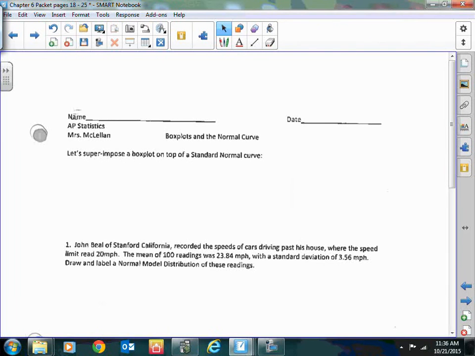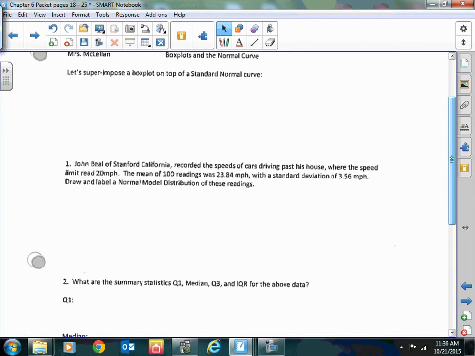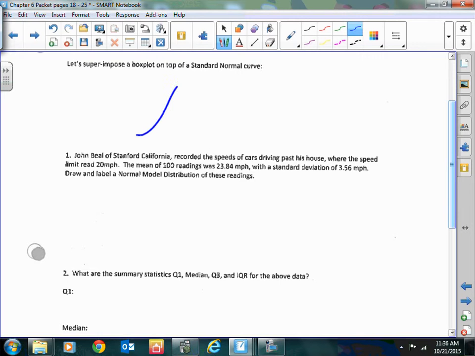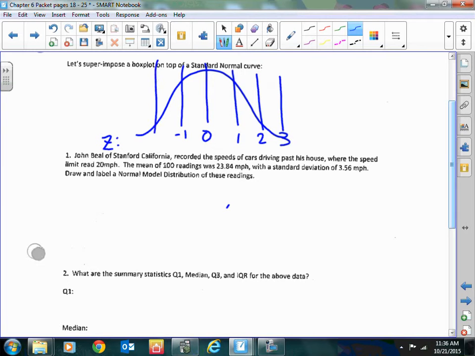Okay, so I want to connect together for you something old to something new. This is page 24 in your packet, okay? So we're going to connect together box plots and your normal curves. And so we're going to start by drawing a normal curve like this. And then we're going to put the z-scores in. So we're going to put our 0, 1, 2, 3, -1, -2, -3.